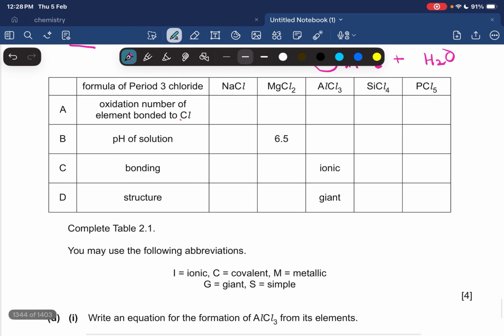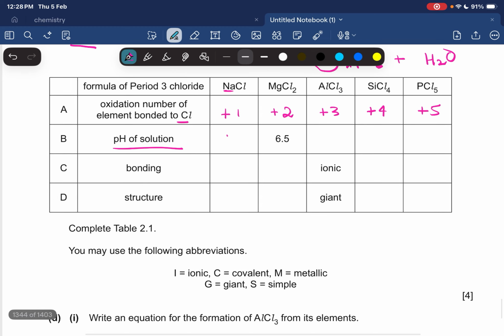Oxidation number of the element bonded to chlorine. For sodium, it's going to be +1. For magnesium, it's +2. For aluminum, it's +3. For silicon, it's +4. And for phosphorus, it's +5. I don't think it needs any explanation. pH of the solution when added to water: NaCl is going to make a neutral solution. AlCl3 is going to make a solution of pH 3.